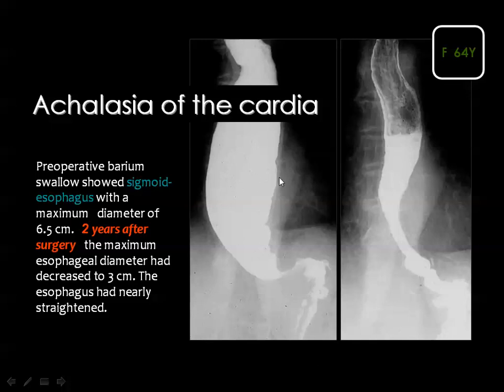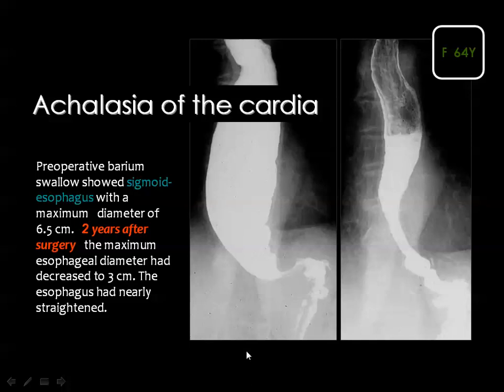And this huge dilatation usually can discriminate achalasia, which is a benign lesion, from a malignant stricture in the distal esophagus, because the malignant stricture does not allow time for the esophagus to reach this huge dilatation.